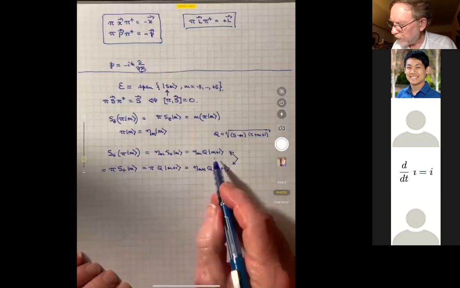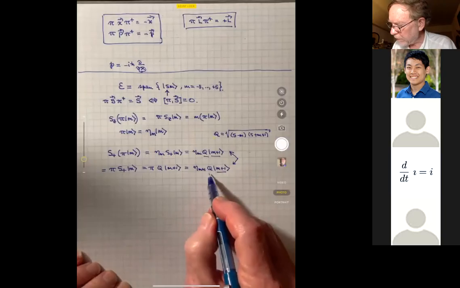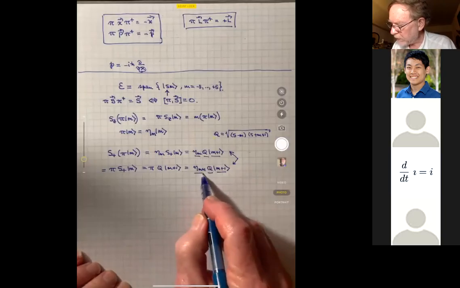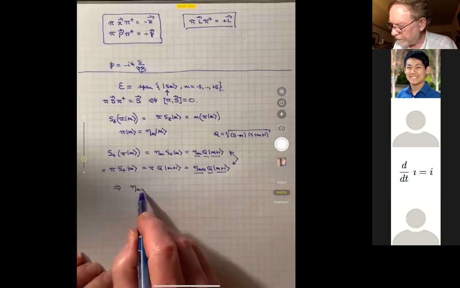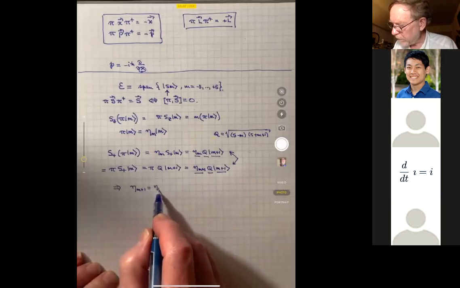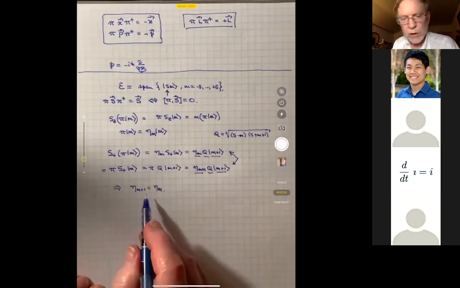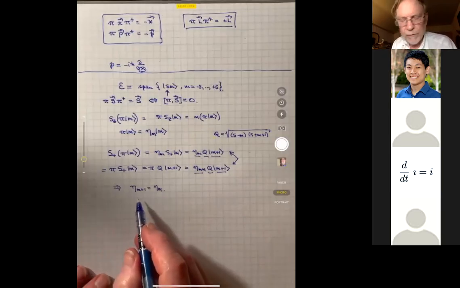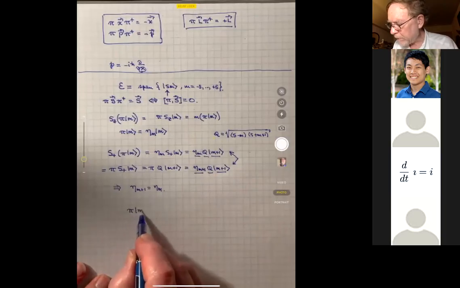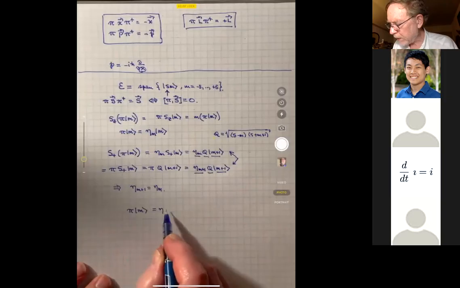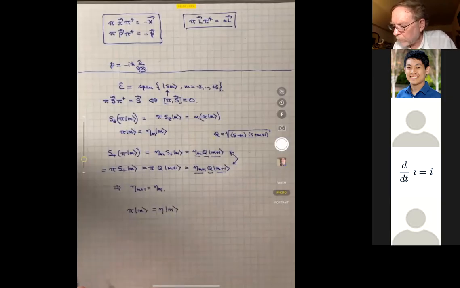And you can see the m plus 1s are the same and the Qs are the same. What's different is the etas. And so what we conclude then is that eta sub m plus 1 is equal to eta sub m. And that means that by recursion, these etas are actually independent of m. And so we end up with the conclusion now that pi acting on m is just equal to eta times m, with no dependence on m whatsoever.